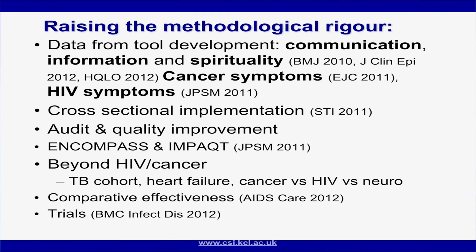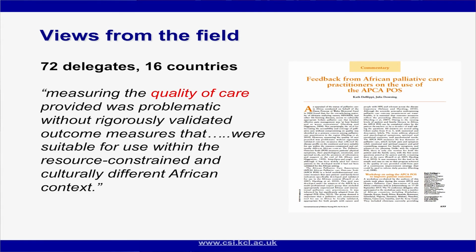And using evidence is helping us to drive up the methodological rigour to achieve quality, so we're moving from tool development into cross-sectional implementation, audit, and now we're moving into trials. And Kira's here, who's working on her PhD on a palliative care randomised control trial in Kenya. So we're trying to drive up the rigour to achieve that quality. And really nice, I've been talking about patient-centred outcome measures. Really importantly, there's a recent paper that's come out from the field, from 72 delegates at an African palliative care conference, saying that measuring quality of care has been achieved through using the tool in Africa, the African POS.